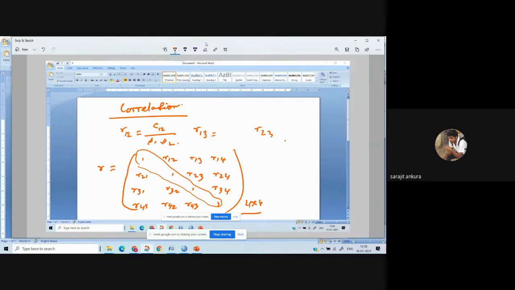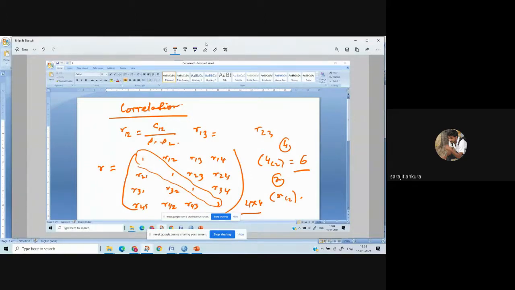So if there are 4 variables, how many correlations do you have to compute? That is a bivariate measure. That is 4C2, which is equal to 6. So that is the advantage: you have to compute fewer measures than for the covariance. And naturally, if there are n variables, you have to compute nC2 correlations.